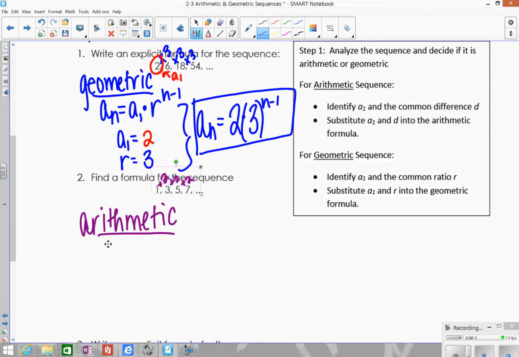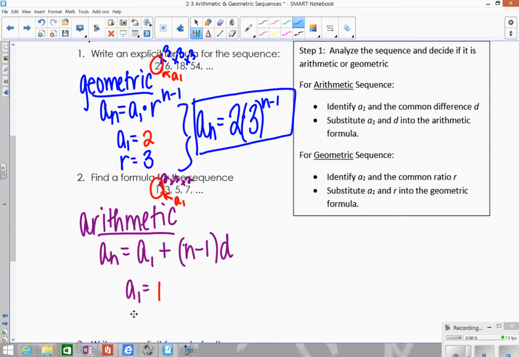So that means I'm going to use the arithmetic formula. So a sub n equals a1 plus n minus 1 times d. So we have to know two things, just like the other one. a1 is the first term, so a1 will be right here. So a1 is going to equal 1. And then d is going to be your common difference, the number that you're adding, which is going to be positive 2.